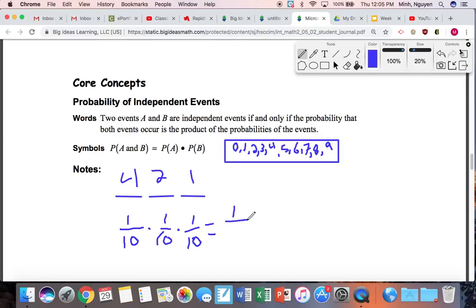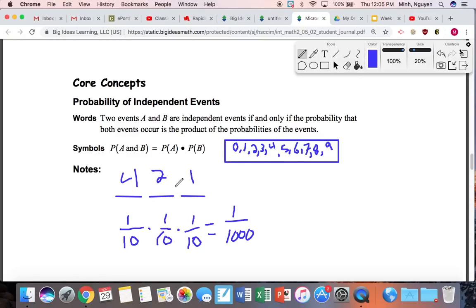So my probability of picking all 3 numbers correctly is 1 times 1 times 1 over 10 times 10 times 10. 10 times 10 is 100, 100 times 10 is 1,000. And that is assuming that we can repeat numbers.